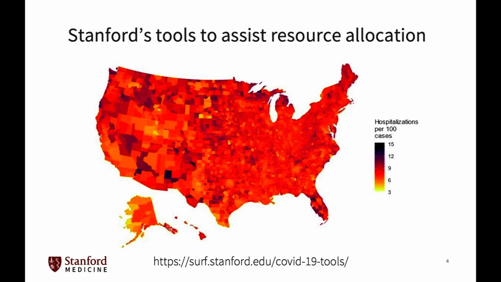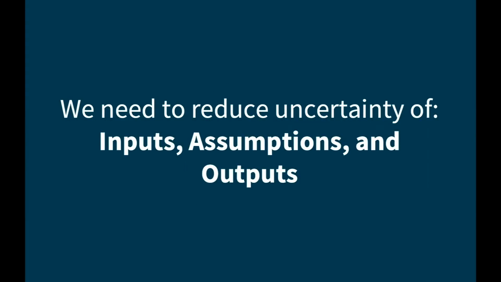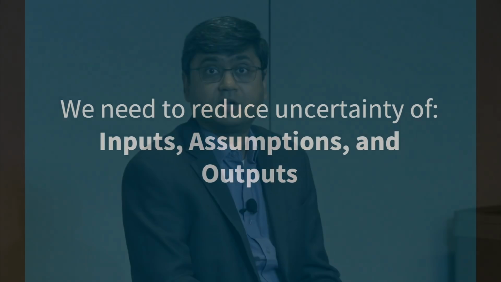And with that, I would like to bring it to the closing point that I want to make, which is that in order for models to be useful to us, we need to feed them with accurate inputs. Models are only as good as the accurate inputs we give them. So we need to reduce the uncertainty in the inputs, the assumptions, and the outputs. The only way to do that is by collecting the right data, and by collecting it fast, and by collecting it nationally.